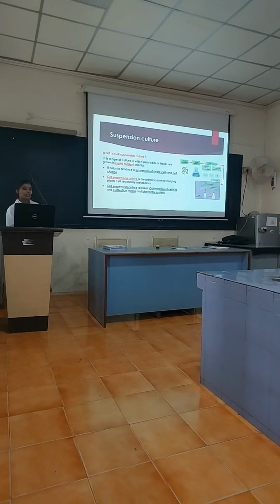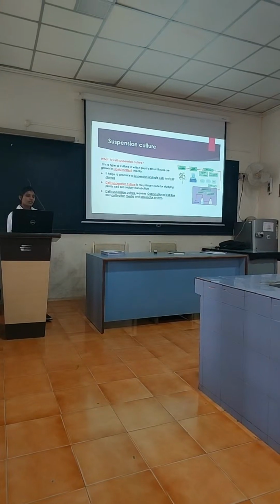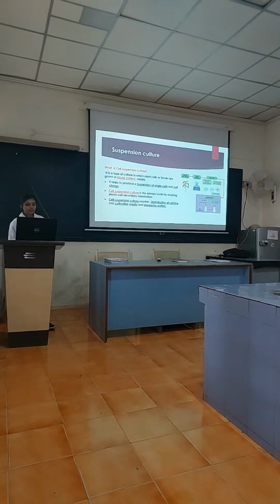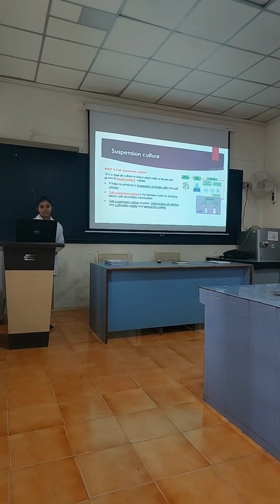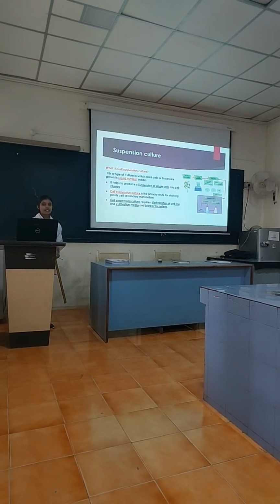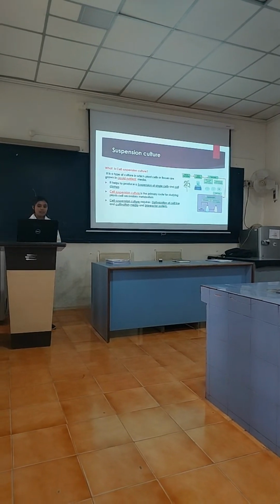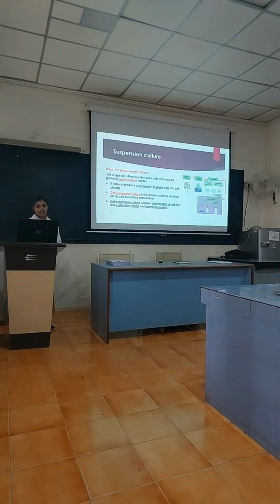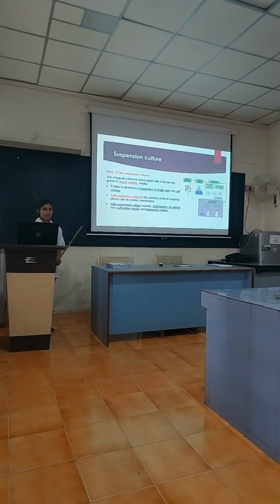What is suspension culture? It is a type of culture in which plant cells or tissues are grown in liquid medium. It helps to produce a suspension of single cells or clumps of cells. Cell suspension culture is the primary route for studying the secondary metabolism of plants. The cell suspension culture requires optimization of the cell line, the cultivation media, and the bioreactor system.